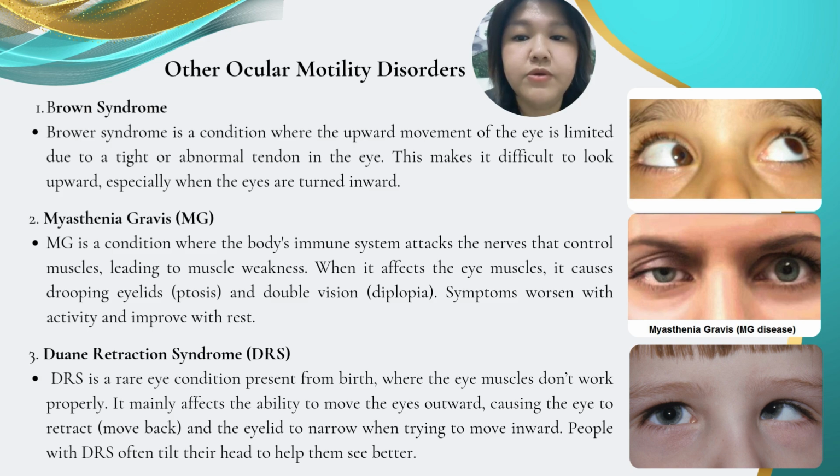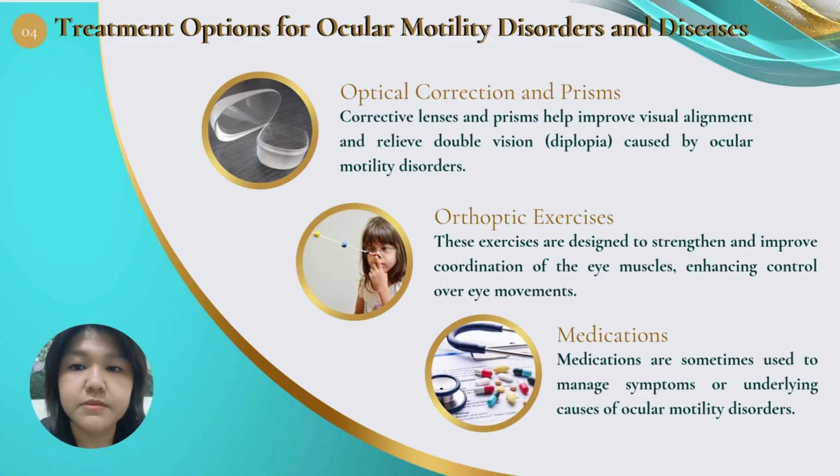Lastly, Duane retraction syndrome, or DRS. This rare congenital condition means the eye muscles don't work properly, particularly affecting outward eye movement. In DRS, the eye retracts or moves back and the eyelid narrows. When attempting to look inward, many people with DRS tilt their head to help them see better.